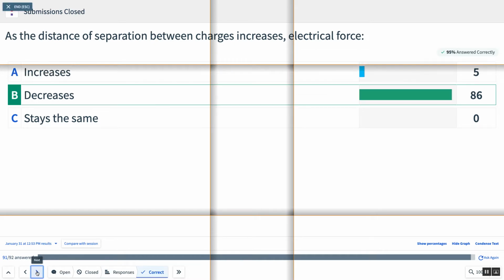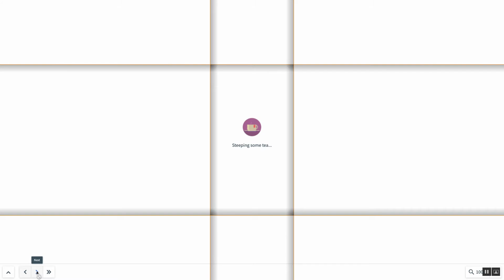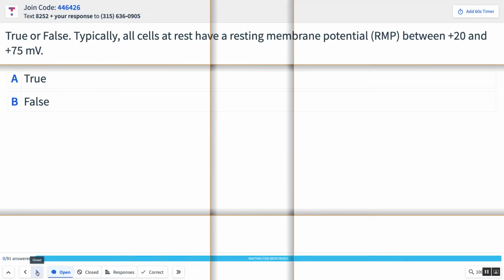All right, so the last one here, actually I have one more after this, but it's more of a student feedback. So true or false? This one's a little more tricky. Typically, all cells at rest have a resting membrane potential between plus 20 and plus 75 millivolts. Is this true or false? Again, you can discuss it with your neighbors.